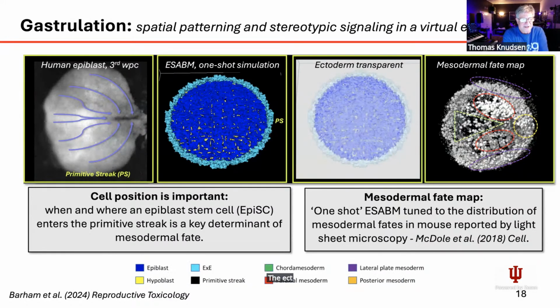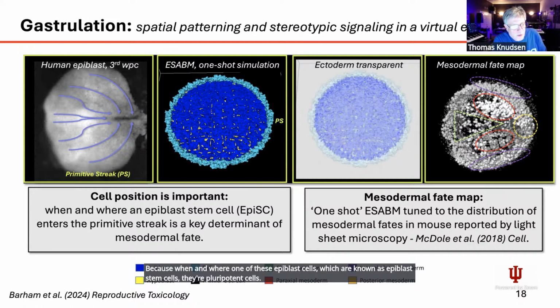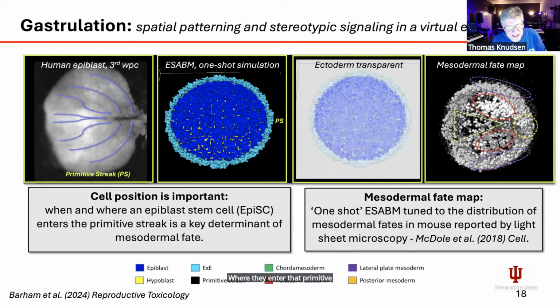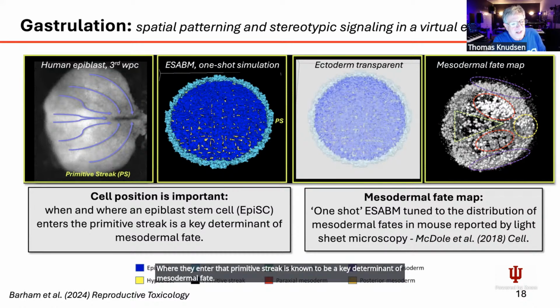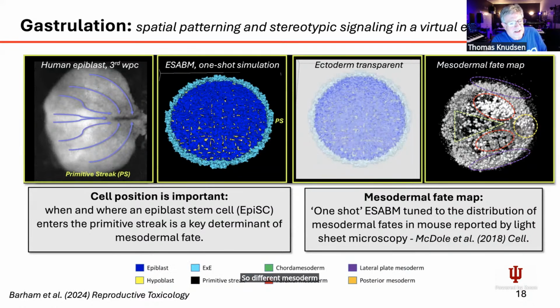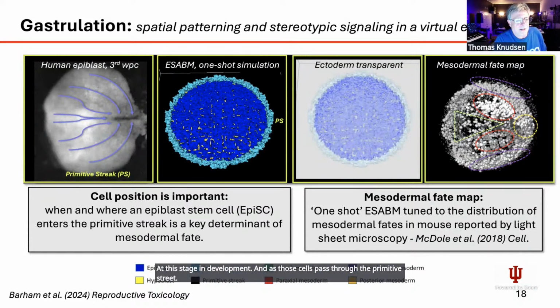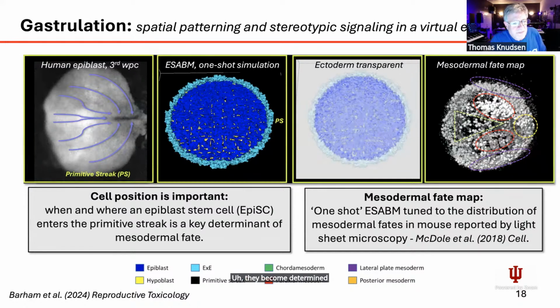and endoderm layers. Cell position is important here, because when and where one of these epiblast cells, known as epiblast stem cells, which are pluripotent, enters that primitive streak is known to be a key determinant of mesodermal fate. So different mesodermal regions destined for different parts of the embryo have their origins at this stage in development. As those cells pass through the primitive streak, they become determined in terms of their homeobox specification address. I'll talk about that in a second.